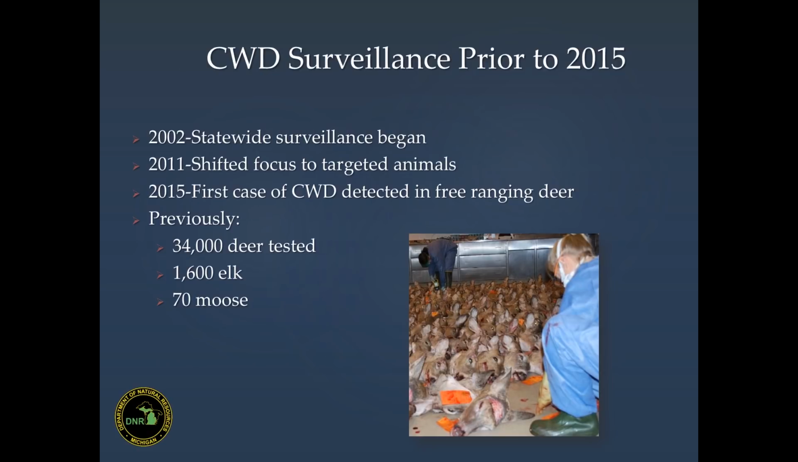Prior to 2015, we had been looking for CWD. We just simply haven't found it. Our CWD surveillance really started in 2002, and we sampled quite a few deer in that time. Now in 2011, we shifted focus to our targeted animals, so animals that were displaying symptoms consistent with chronic wasting disease. And as of course we found it in 2015, but prior to 2015, we had tested 34,000 deer, about 1,600 elk, and 70 moose from the UP. Never found chronic wasting disease in any of those deer.